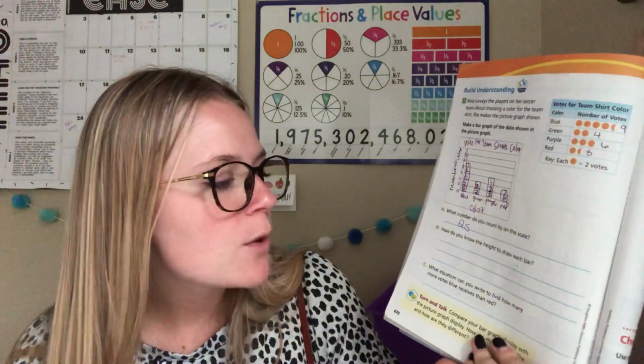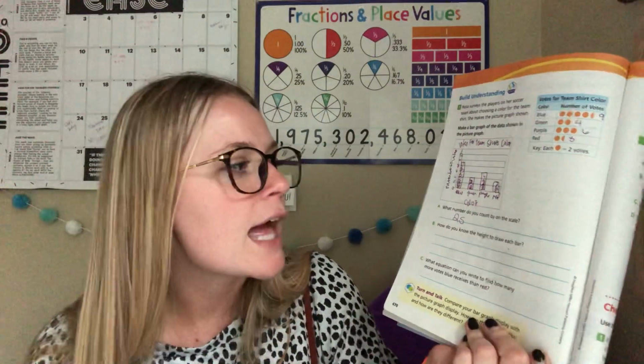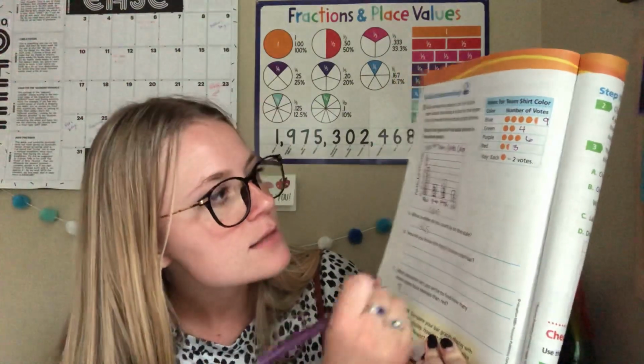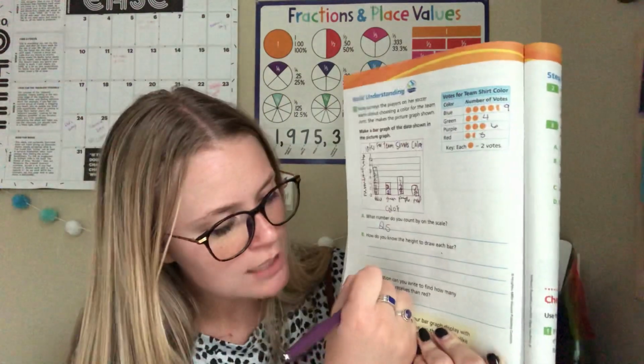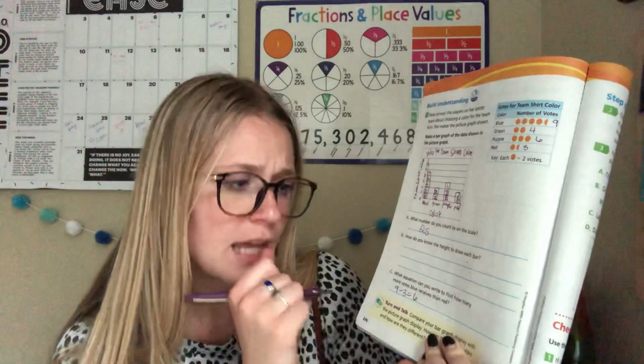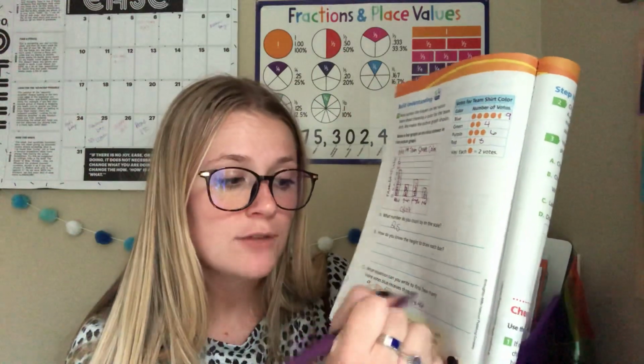Part C says, what equation can you write to find how many more votes blue receives than red? So again, when we're comparing, we subtract. So blue has 9 votes and red has 3 votes. So you'll do 9 minus 3 equals 6. And so you'll say 6 more votes for blue than red.